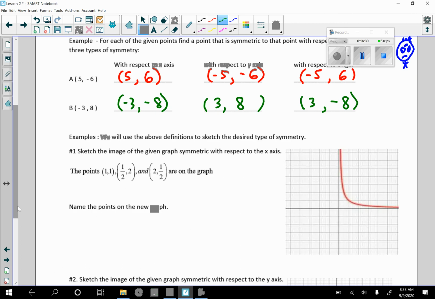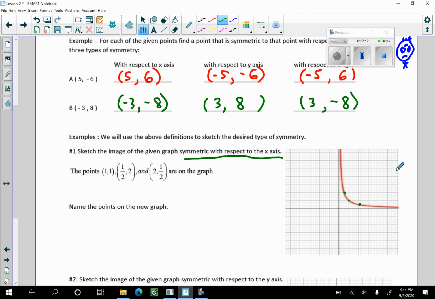We will use the above definitions to sketch the desired type of symmetry. In this example, we're going to use the above definitions to sketch the desired type of symmetry. So number one, we're going to sketch the image of the given graph symmetric with respect to the x. And we notice these 3 points are on the graph. So I have 1, 1 on the graph. I plot them in there. I have 1/2, 2. And I have 2, 1/2. And I want this symmetric with respect to the x-axis. So I'm going to flip it about the x-axis.